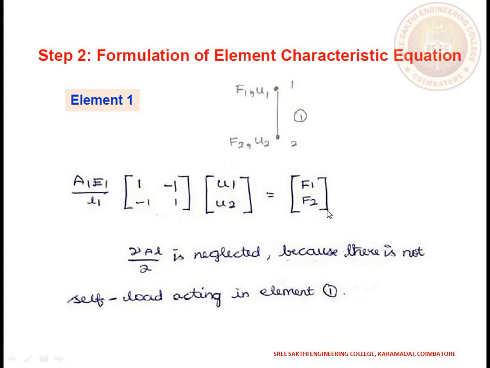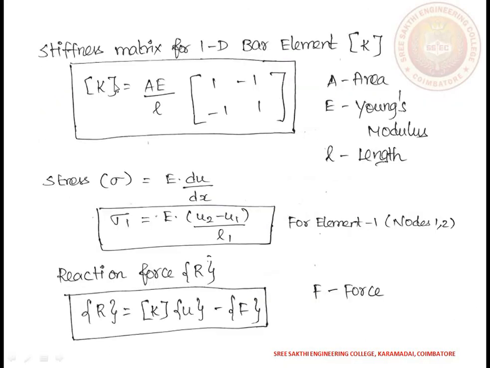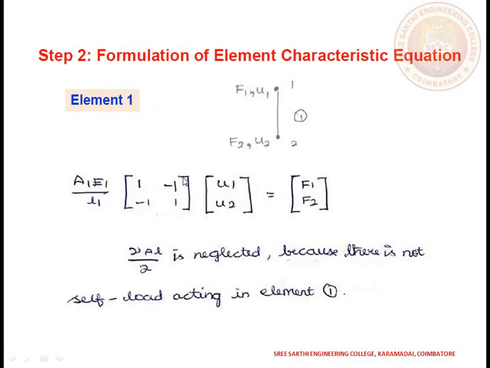Next, step 2, that is formulation of the element stiffness matrix. That is K matrix into U matrix is equal to force matrix. You know very well, right? So the K matrix, I already said, the stiffness matrix for a particular bar element or line element, is AE divided by L, times 1 minus 1 minus 1 1. A is the area, E is Young's modulus, L is length. So that is K, U and F.